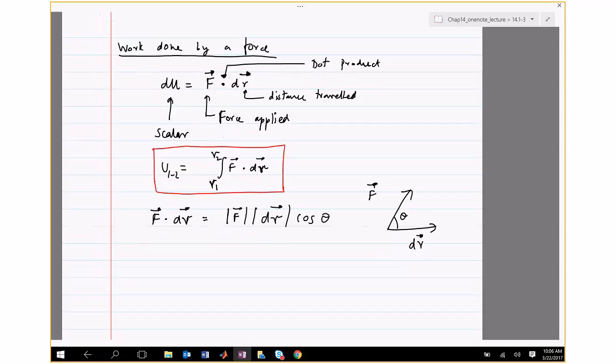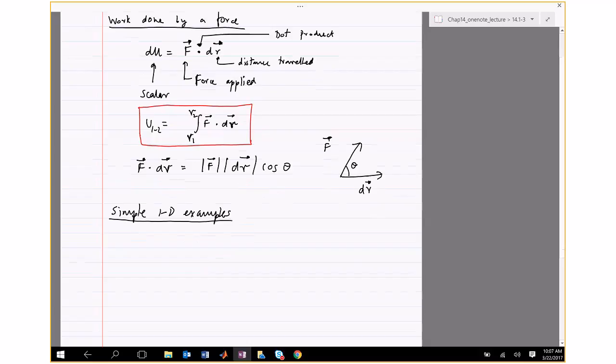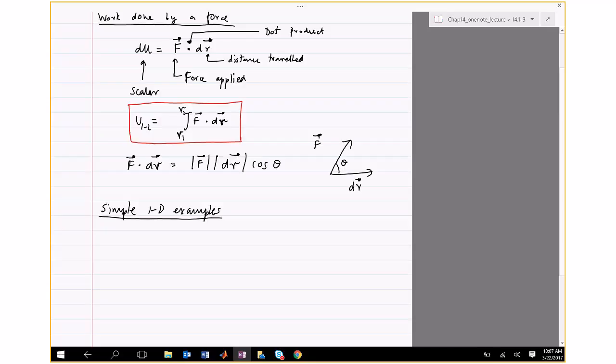Okay, I'll illustrate this with simple 1D examples. The problems you see are typically two-dimensional in this particular section, but I'll illustrate F dot dr in simple examples in one dimension. So F is applied in this direction, dr is the motion of the particle in the same direction, then U12 is F times (r2 minus r1). Right, and this work done is positive because the force and the displacement are in the same direction.